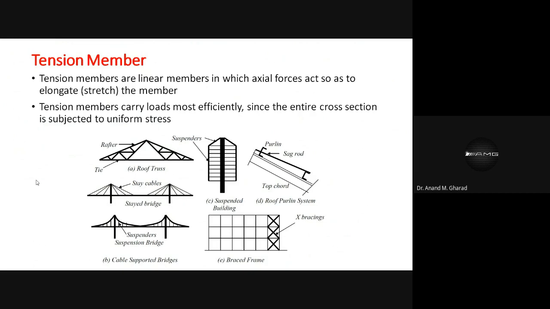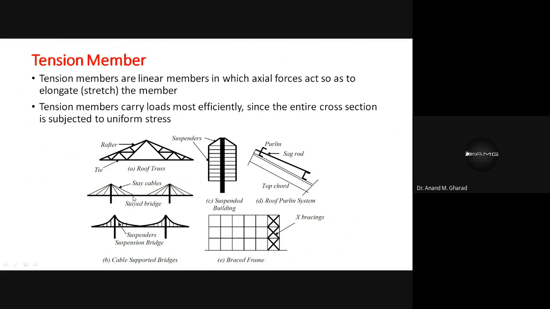First is the tension member. Very simple, tension members are linear members in which axial forces act so as to elongate or stretch the member. It is as simple as that. They carry the loads most efficiently since the entire cross section is subjected to uniform stresses. So common examples of tension members may be the rafter of the roof truss, the tie member.